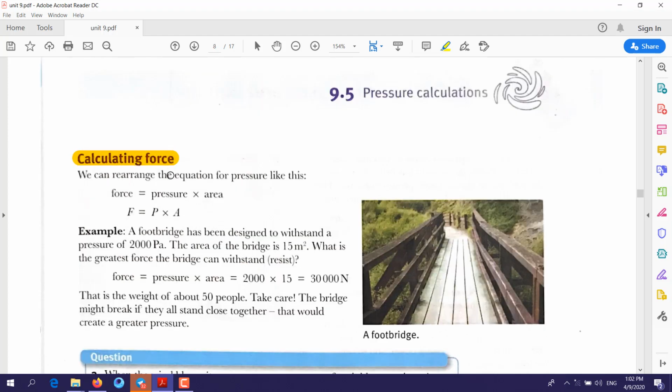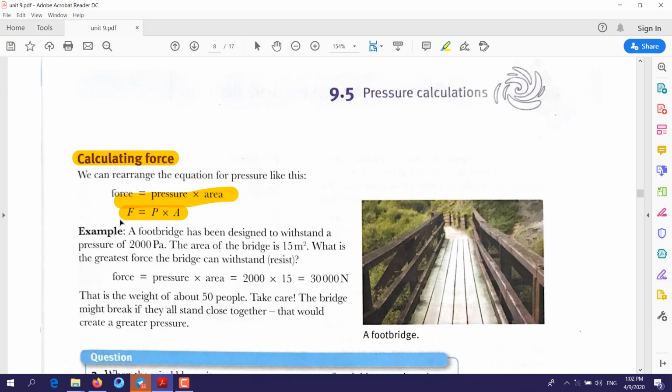Calculating force, we also have this specific formula. We got this formula from the main formula of pressure, the one that says pressure equals force over area. We just make some changes to it, and then we get force equals pressure times area.